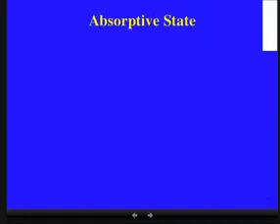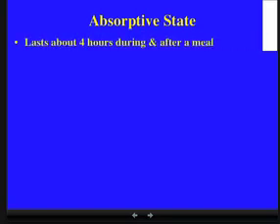Okay, let's talk about the states that exist before and after a meal. The absorptive state lasts about 4 hours during and after a meal. This is where nutrient absorption fills our energy needs. Carbohydrates are basically the sugars that are available in the blood for all cells to use for ATP synthesis. The excess carbs are converted by the liver to glycogen or to fat, most of them to fat. Remember that there are only a few cells that store massive amounts of glycogen.